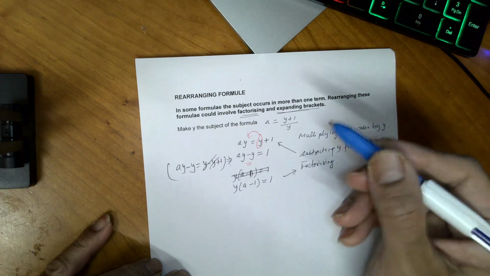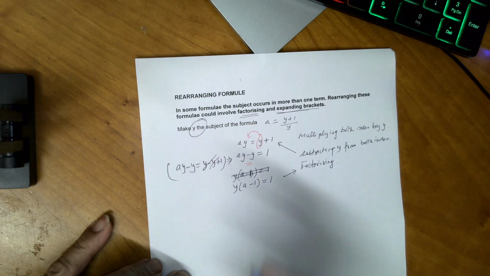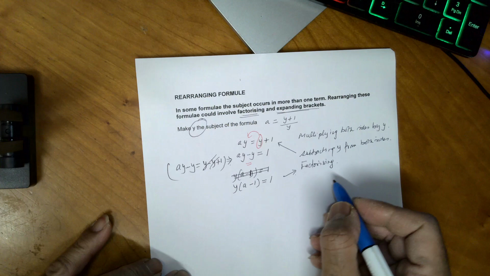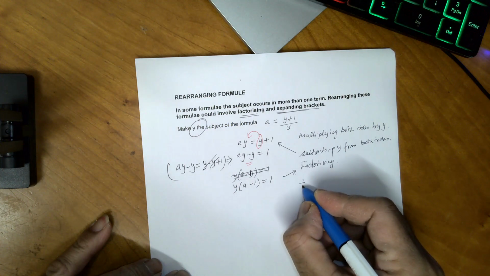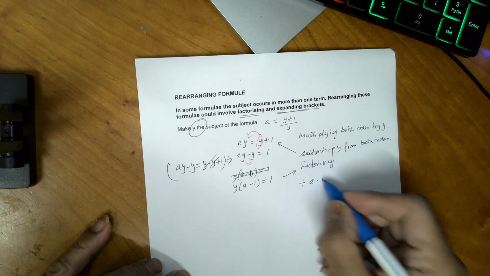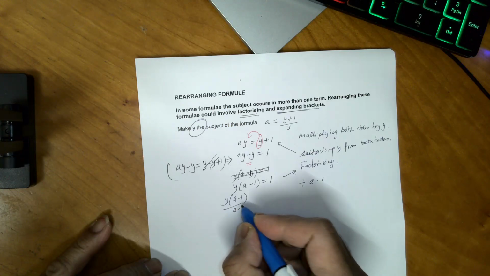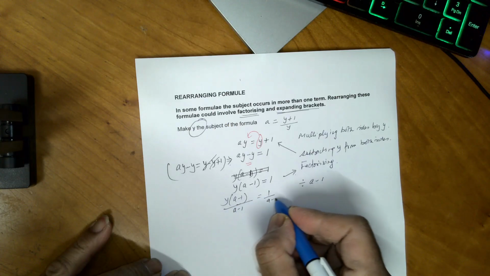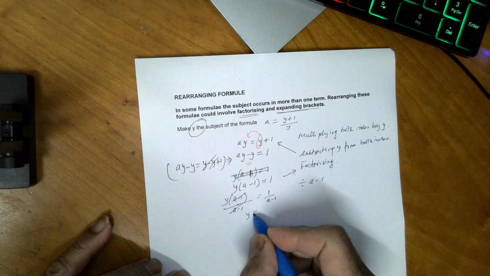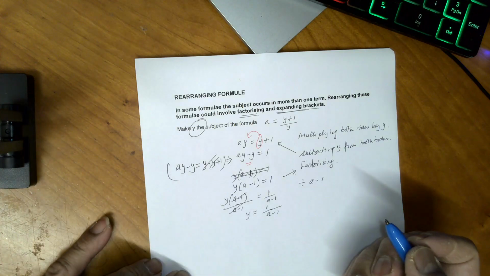Now, what we need to get here, so the subject is y. So y is the subject, and we need to get y alone. We are very close to that. Still, you can say, okay, divide both sides by a minus 1. So y times a minus 1 equals 1, divided by a minus 1. Okay, and that cancels out that, which will give you y equals 1 divided by a minus 1.